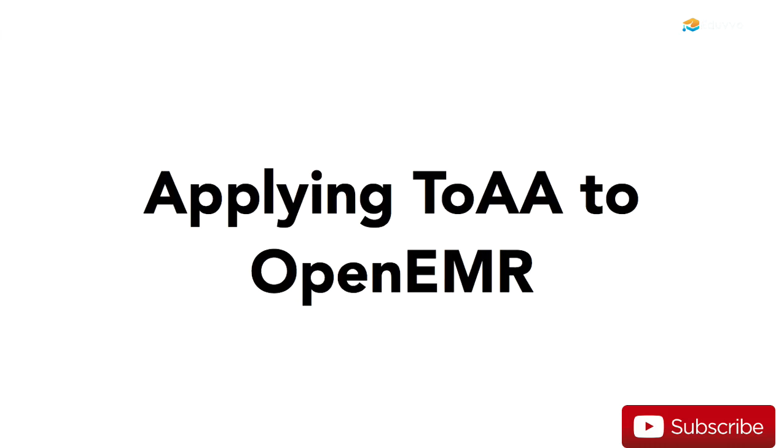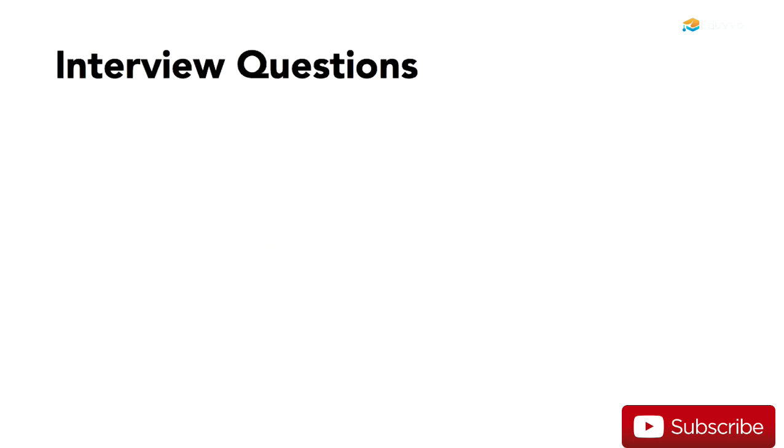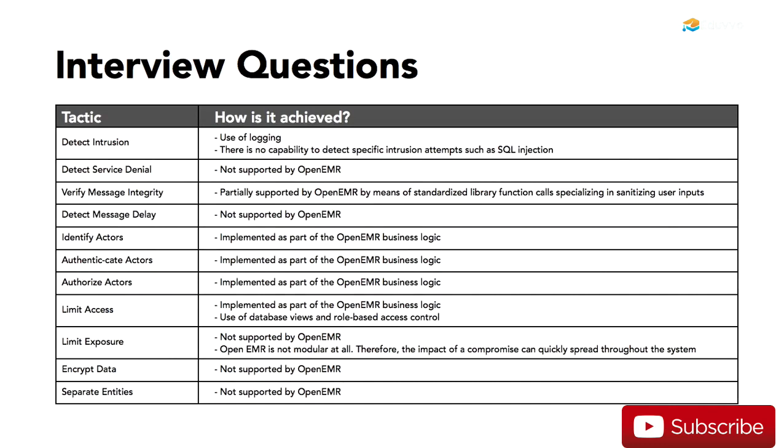To apply the tactic-oriented architectural analysis phase of AAFS to OpenEMR, it is important to have access to a person who is deeply knowledgeable about the software. Most probably, this person is one of the software architects of OpenEMR. You will be interviewing the software architect while using the security tactics as your checklist as shown in the table here. One of such interview questions could be on the security tactic of verifying message integrity.